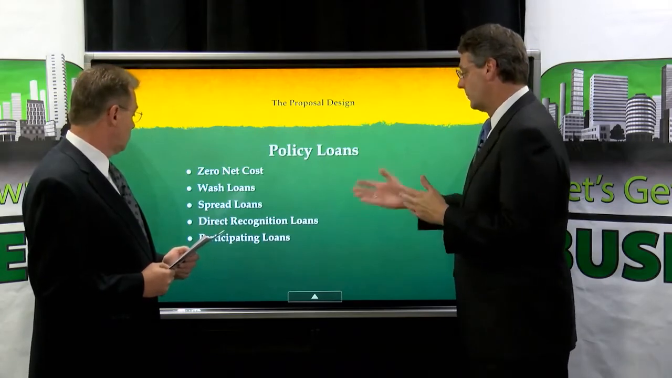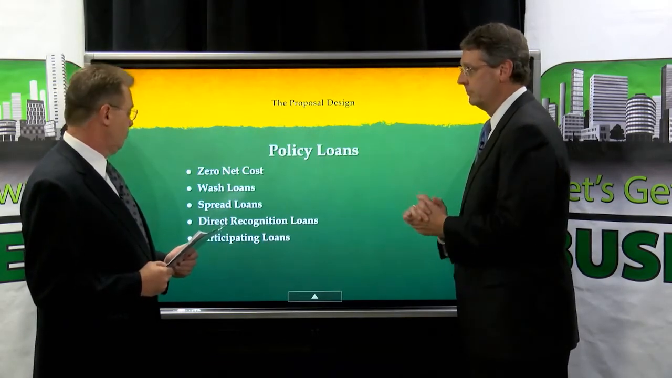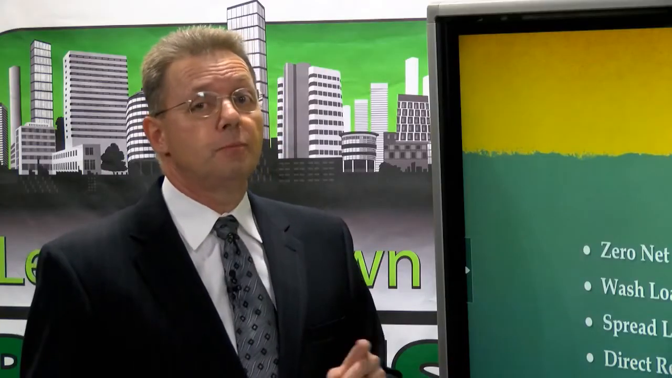Going back to direct recognition and participating loans, again, just a whole potpourri of ways to manipulate the policy and get loans out. But again, you have to be careful about the long-term impact on the cash value 10, 15 years down the road. Not just what has happened now in the first 10 years, but what does it look like in 15 to 20 years?